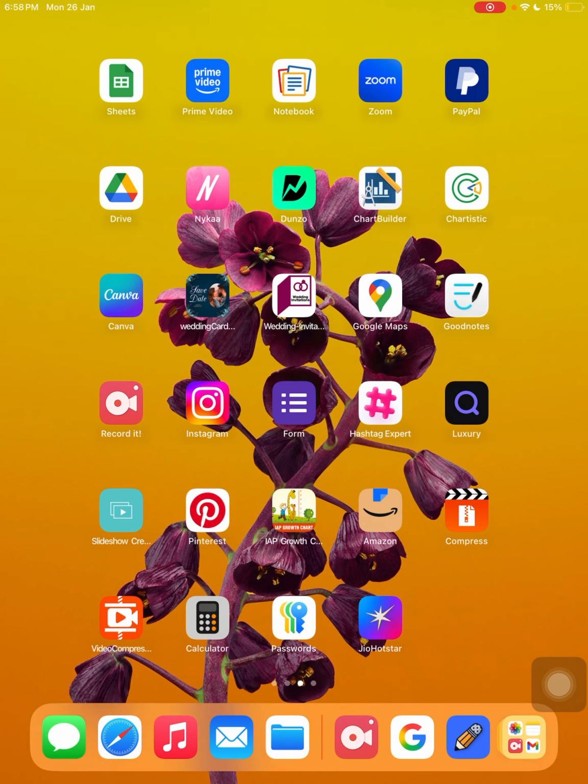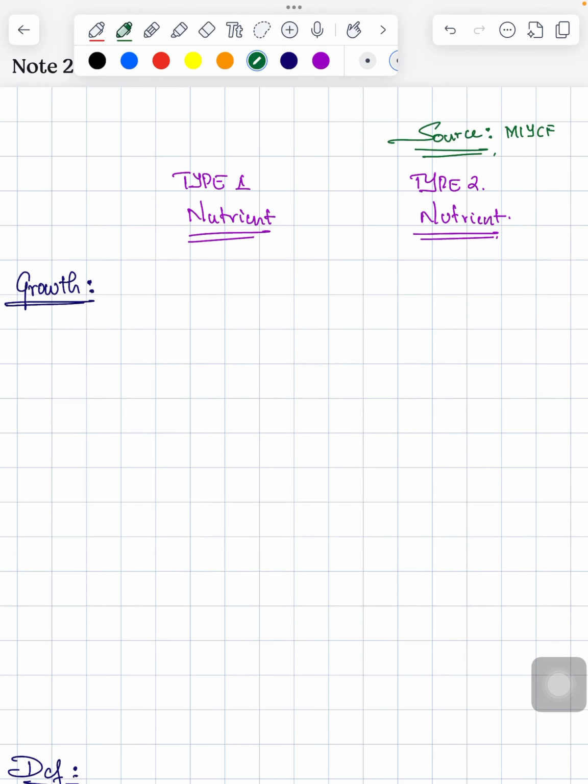Hello everyone. Today we'll talk about the topic of nutrients, that is type 1 and type 2 nutrients. It is a very important short note for your university exam, both for UG and PG. We require around 40 micronutrients for our growth. So we require 40 micronutrients for body growth. Among these 40 micronutrients, they are divided into type 1 and type 2 nutrients.